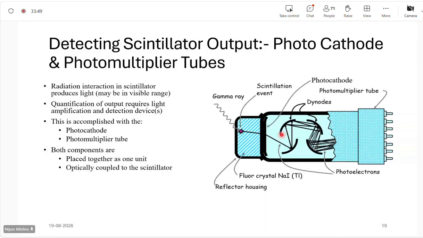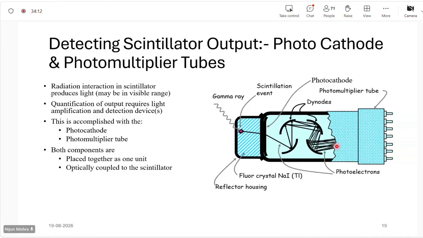So PMTs are essential. When we are working with a scintillation detector, PMTs need to be incorporated with the detector in order to get a usable or detectable signal, as it amplifies the scintillation light to a detectable signal.